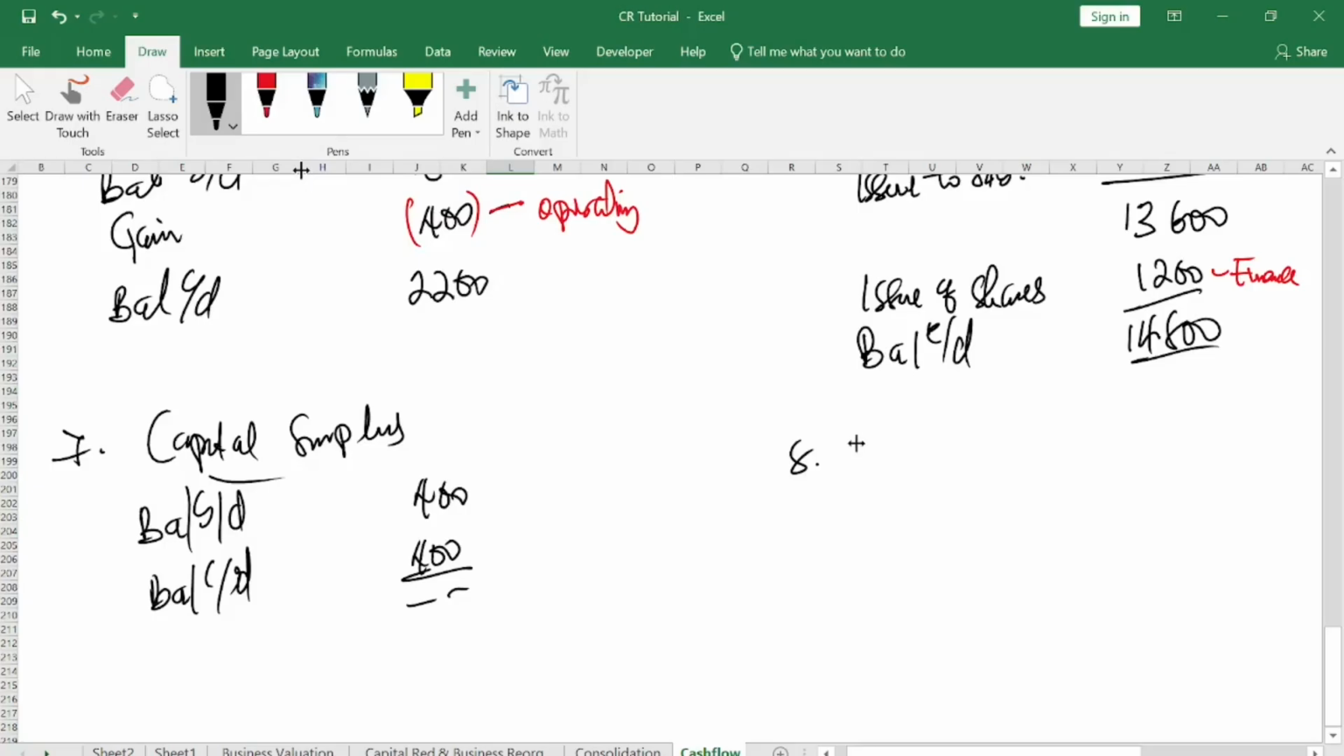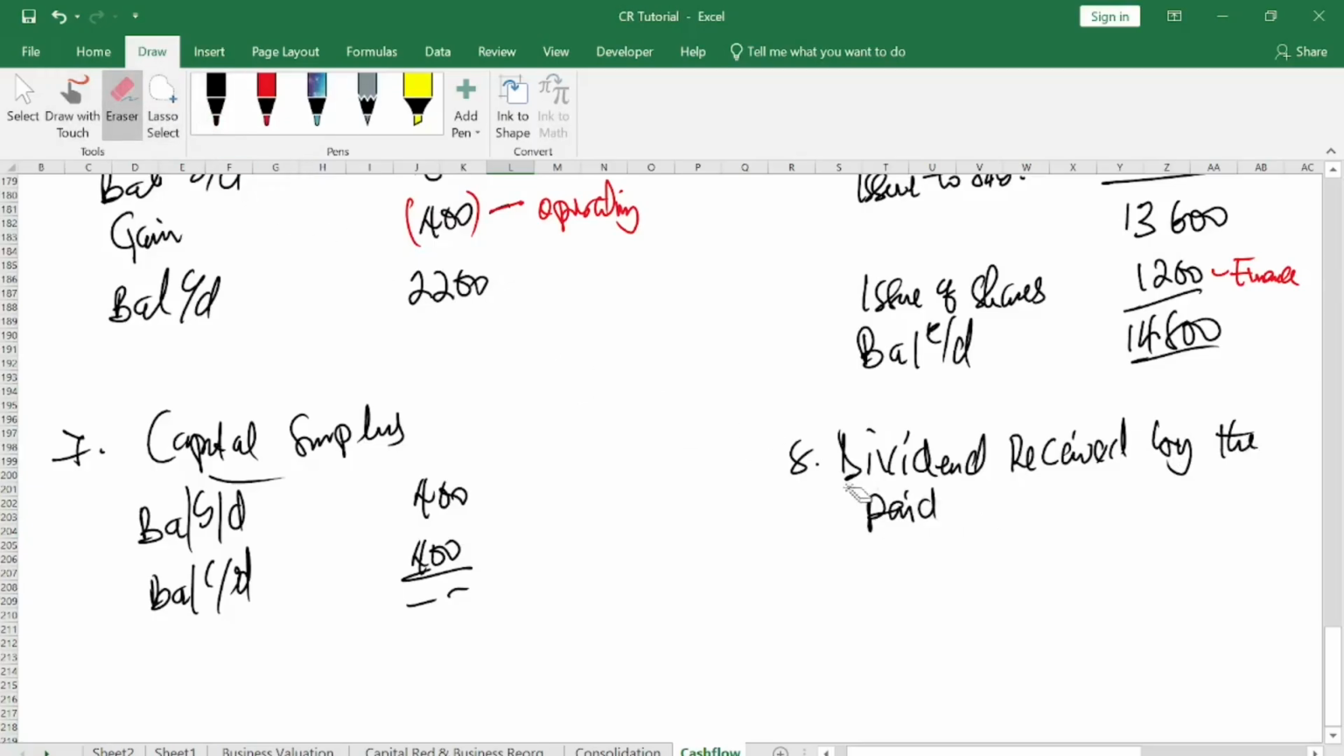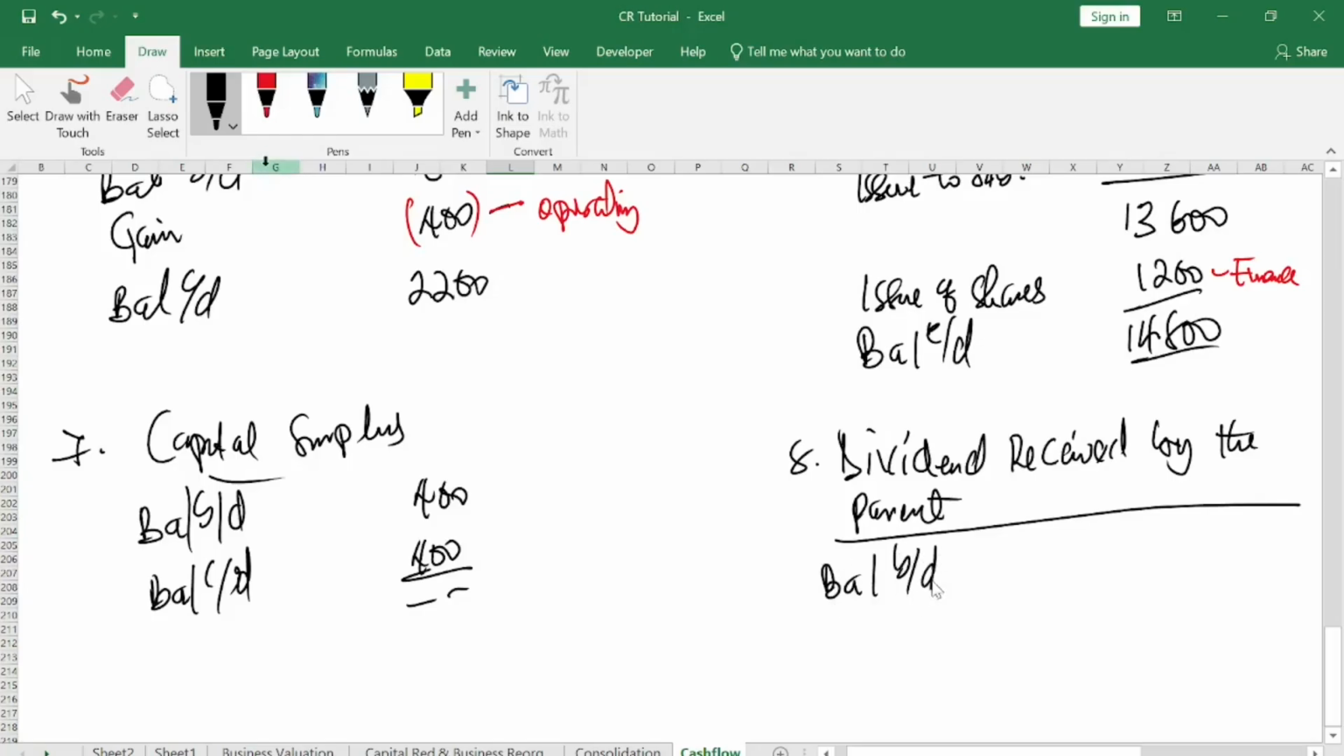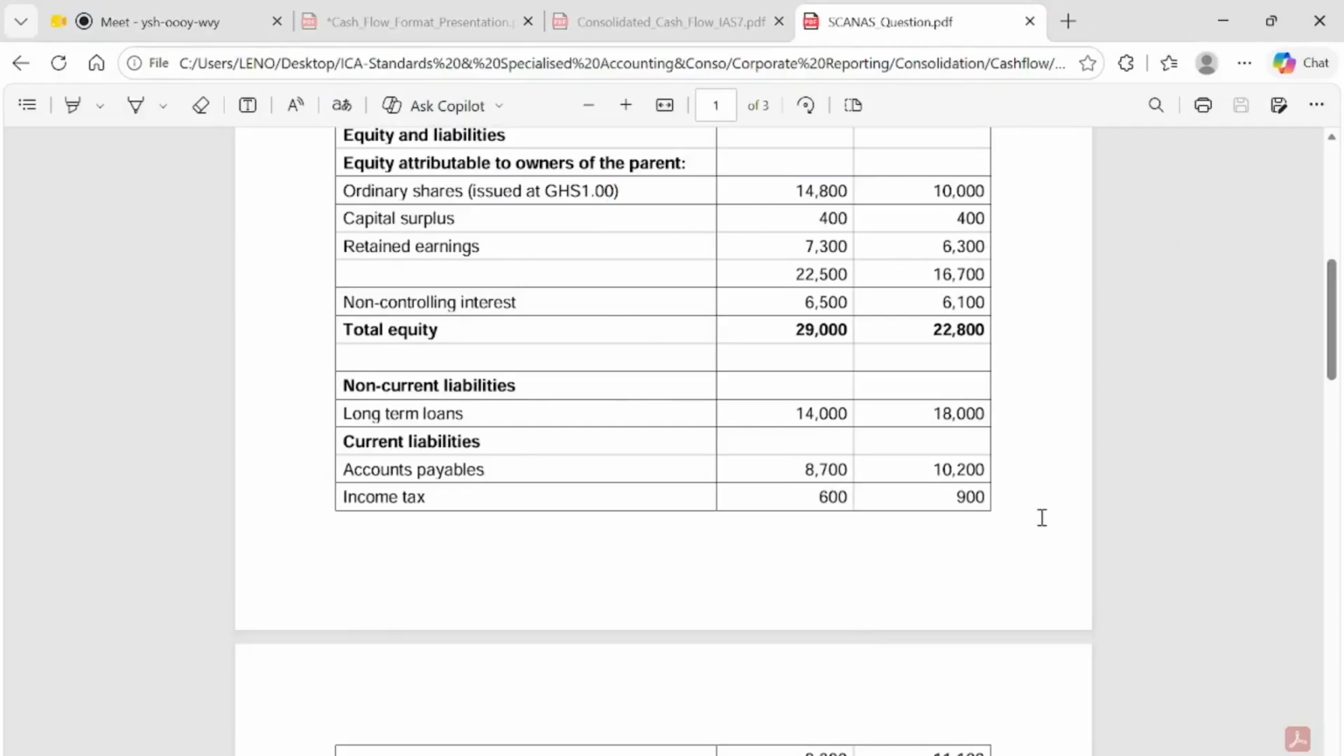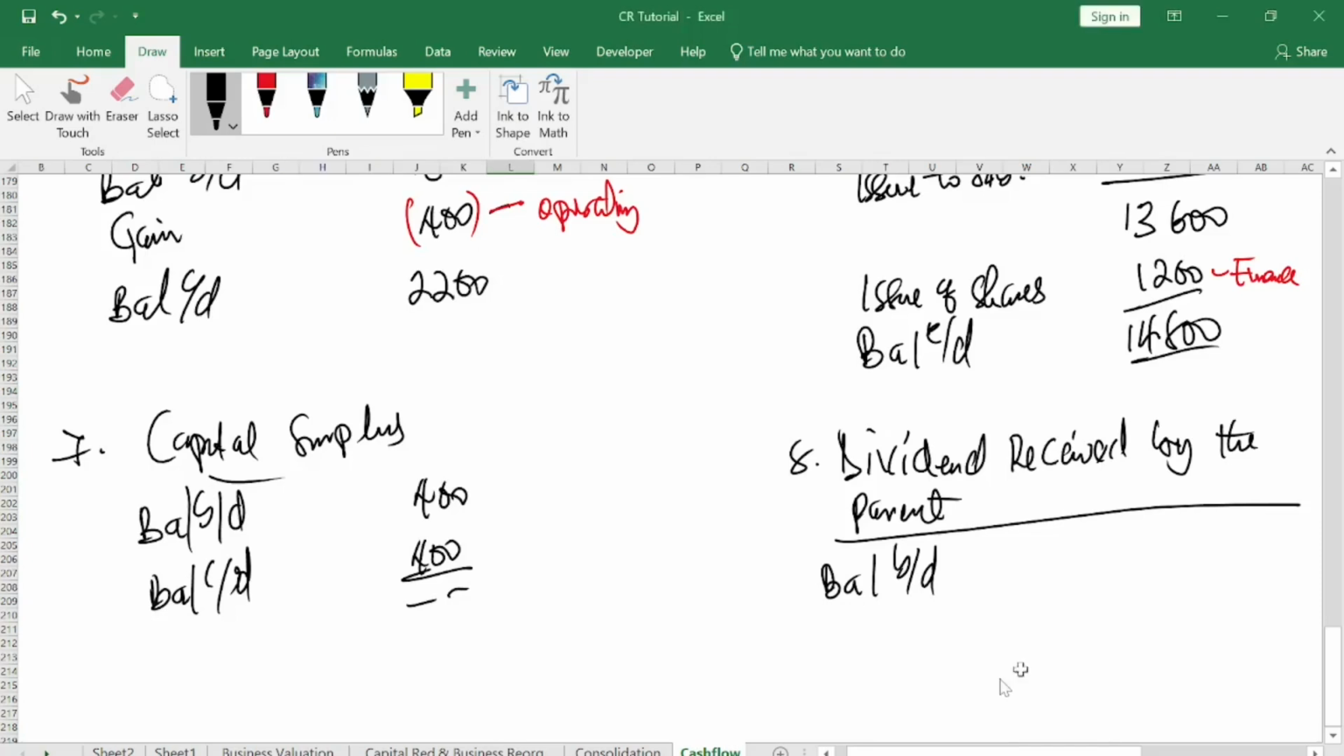So here, whatever the retained earnings suggests, it means money is coming in. All the dividend that the company will receive will go into the retained earnings. So here you say dividend received by the parents. You understand why it is so. So here, pick the dividend received. Balance brought down, the opening balance of retained earnings, is how much? 6,300.